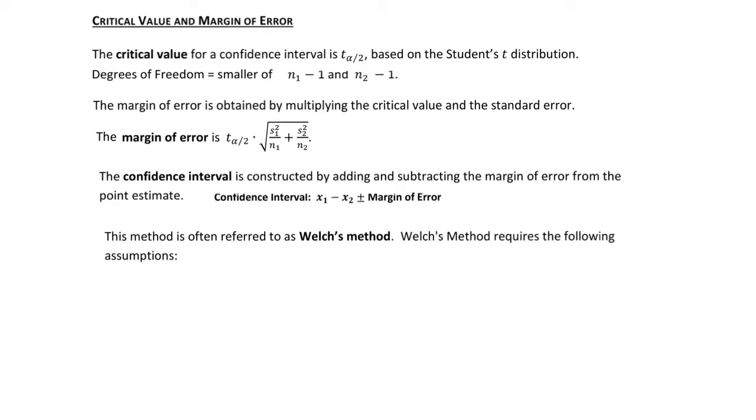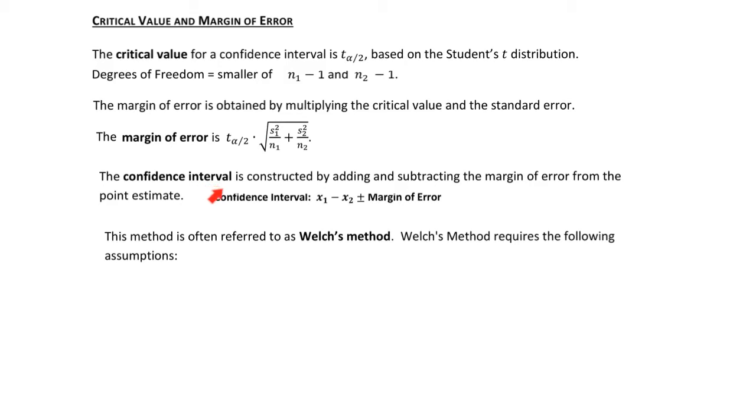Critical value and margin of error. The critical value for the confidence interval is t alpha over 2, based on the Student t distribution. Degrees of freedom will be the smaller of n1 minus 1 and n2 minus 1. The margin of error is obtained by multiplying the critical value and the standard error. So we already find the standard error, multiply that with the critical value.